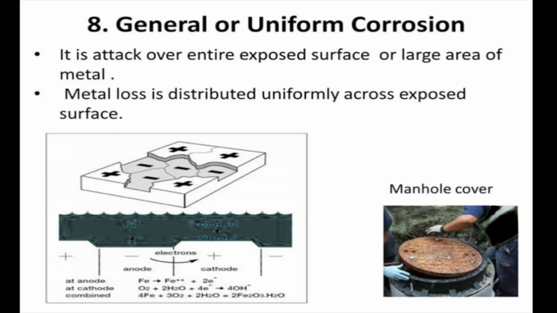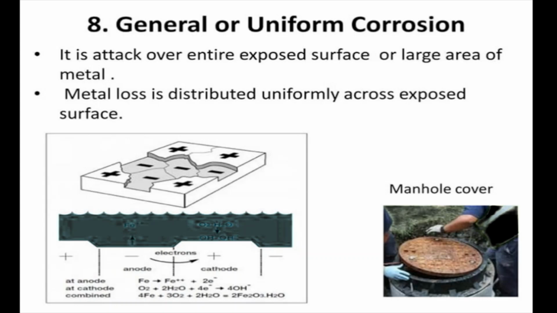The eighth type of corrosion is called general or uniform corrosion. Over here in the figure, you can see that on a single material layer there are high elevations and low elevations; the high elevations are marked with a plus sign and the low elevations with a negative sign. The negative regions act as anode, and the high elevated sides act as cathode.